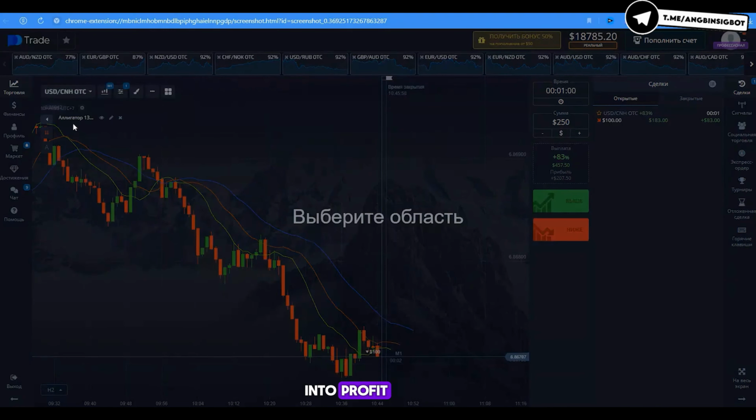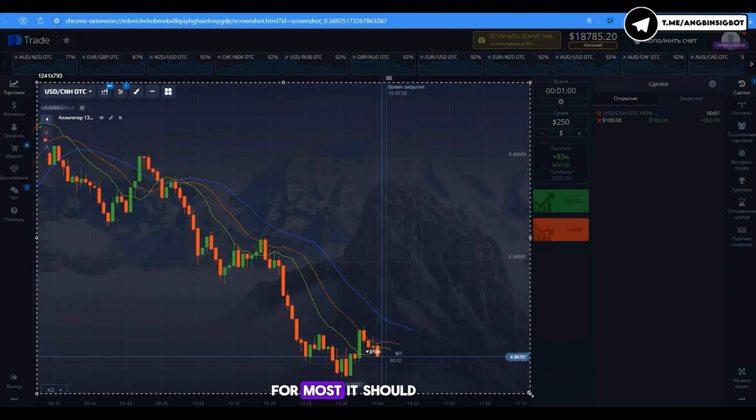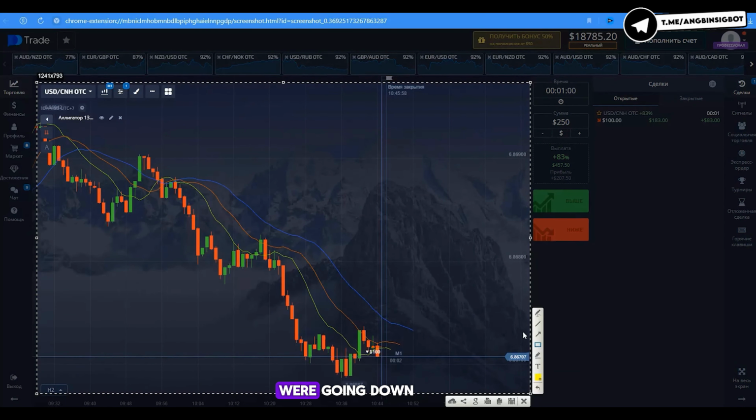And it goes back into profit. I will explain the entry point. For most, it should already be clear that the moving indicators were going down, indicating a downward trend. Along with this, the candles were near the moving averages, after which I entered a trade for a decline.